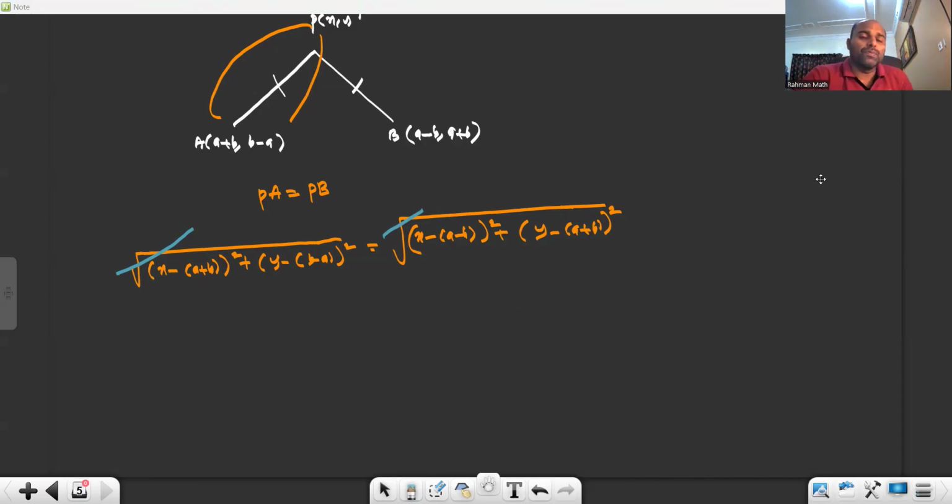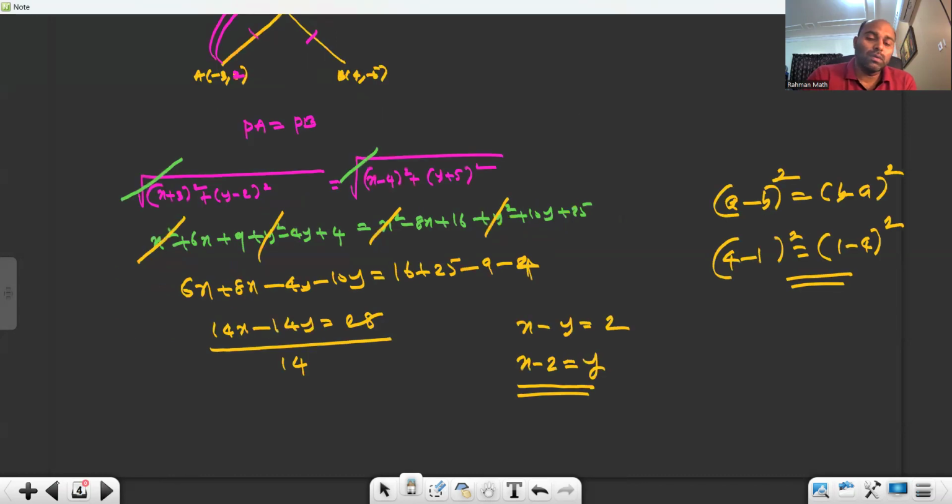Now expand. When you're expanding, don't forget this is your A and this is your B. A minus B whole square, the bracket I didn't open. You just see A square minus 2AB plus B square. Previous question, where were you here?